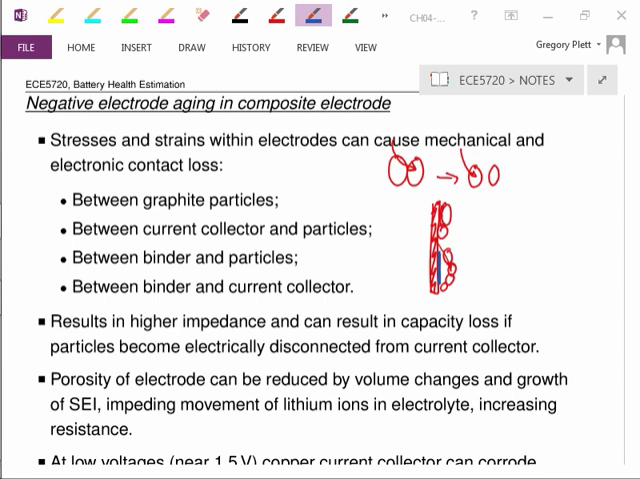Now we have, remember, in the electrode we've got the active particles, we have the electrolyte, but we also have stuff called binder.